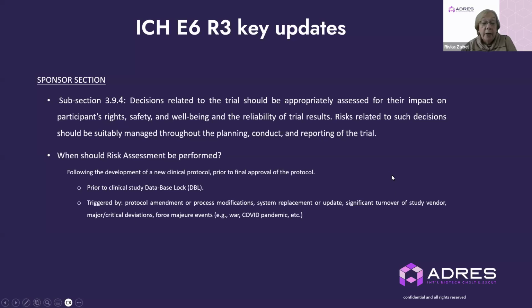For subsection 3.9.4, decisions related to the trial should be appropriately assessed for their impact on participants' rights, safety, and well-being, and the reliability of trial results. Risks related to such decisions should be suitably managed throughout the planning, conduct, and reporting of the trial. And the question is, when should risk assessment be performed?